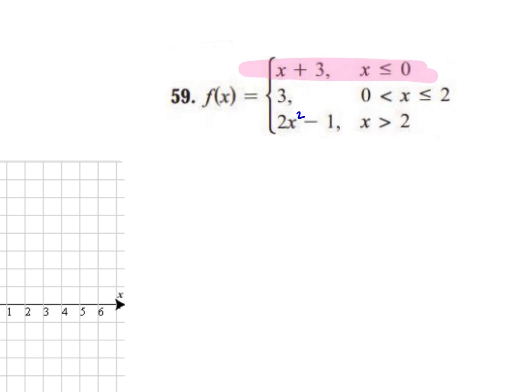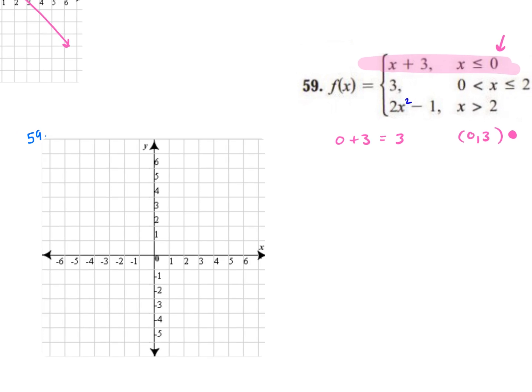What number should I plug in first? 0. Always start with the number that's given. So we have 0 plus 3, which would be 3. So what would my point be? 0, 3. Perfect. Do I have an open or closed circle at this point? Closed circle. It's a less than or equal to, so we put a closed circle. So we stay at 0, go up 3, put a closed circle.